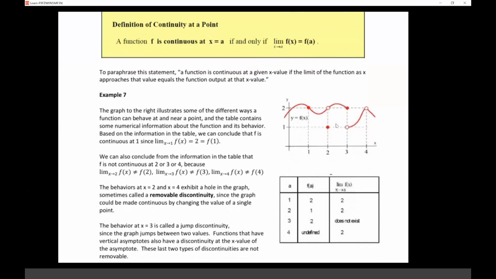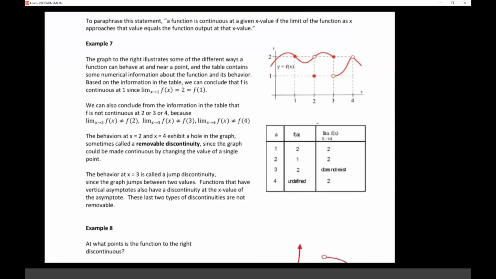So again, we ought to be able to eventually get to the point where you can look at a graph and pick out the discontinuities. Like, let's take a look at x equals 1. It looks like the limit is 2, right? Because there's a nice smooth connection here. Also, the function value is 2. So this function is continuous at x equals 1, because the limit as you approach x equals 1 equals the function value. How about at 2? What do you think? Is this function continuous at x equals 2?